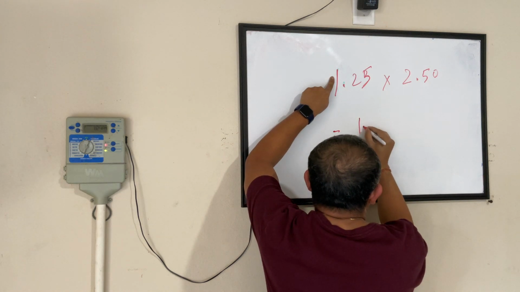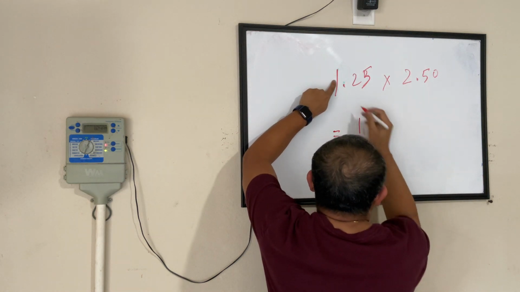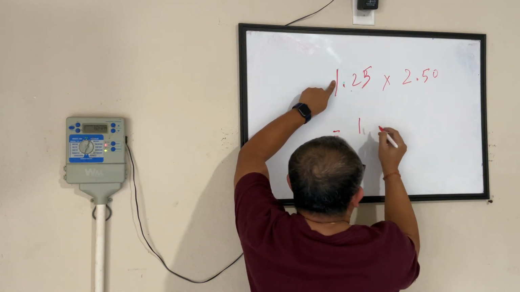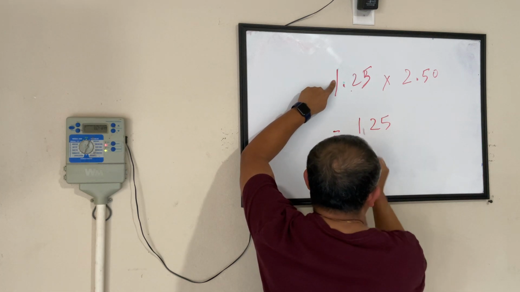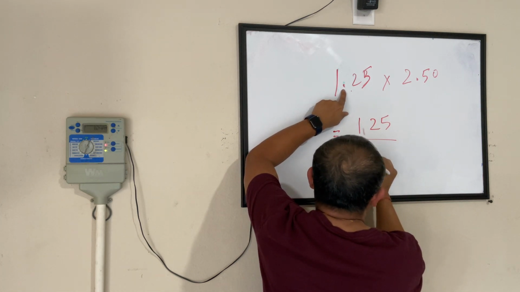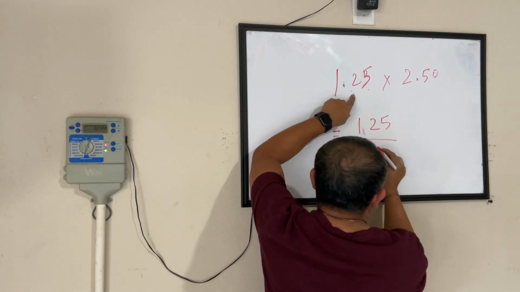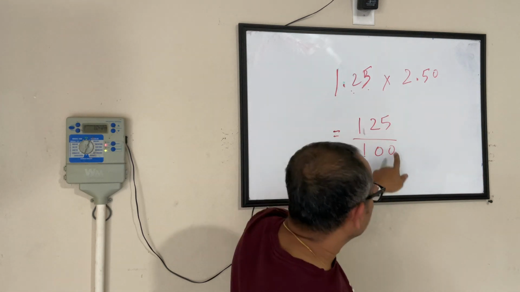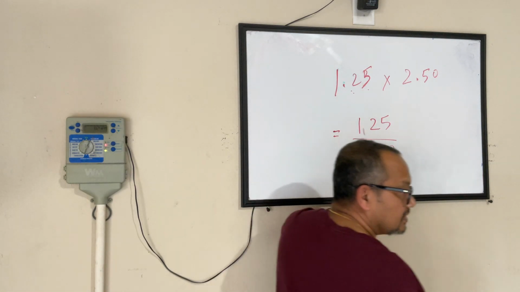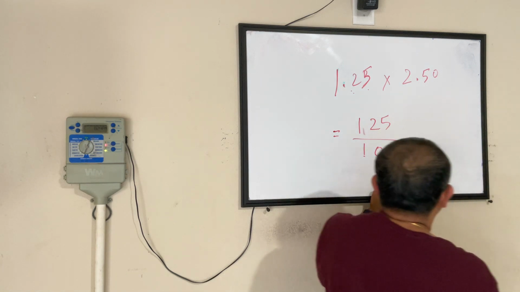1.25 becomes what? How do I convert this into a fraction? I just write the number 125 and then I put a 1 for the decimal and then count the digits. 2 digits. I converted this to a fraction. The first one, I got the answer.